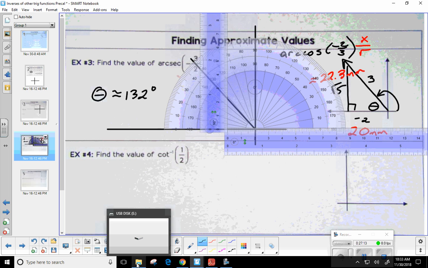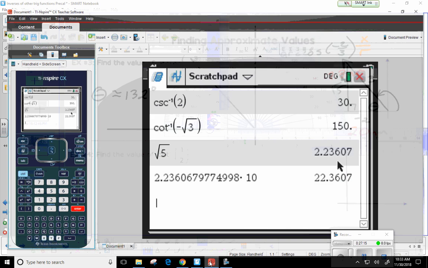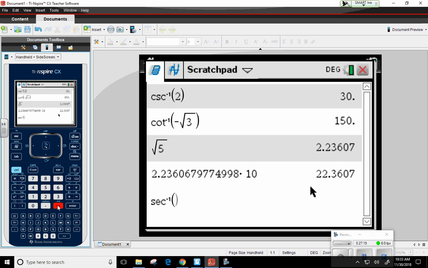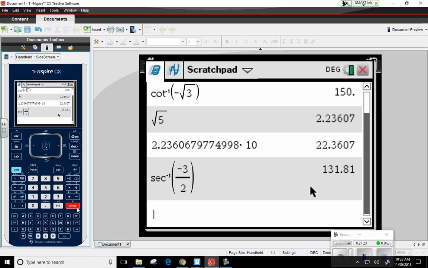So let's come on over here. What was it? It was arc secant of -3/2. So I'm going to come over here, trig secant inverse of -3 divided by 2. We said 132, and the calculator gives 131.8. So how well did she do on measuring? She did a really good job. Fantastic. She pretty much nailed it.